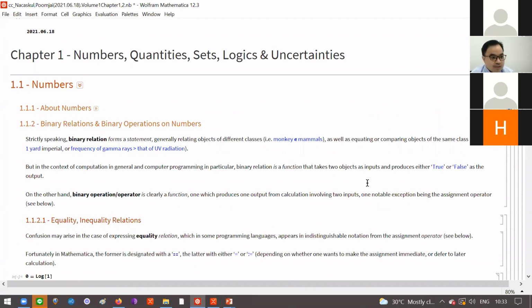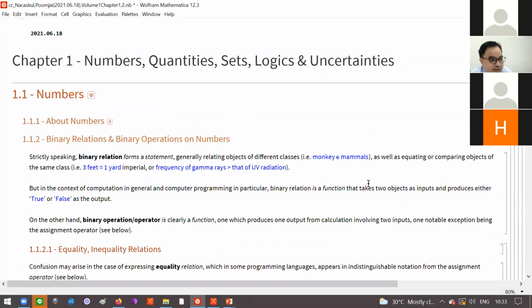Now, let's talk about binary relations and binary operations. Bi means two. So binary means two-part. Relation, what's a relation? Relation means you take two things, obviously in this case because it's binary, and you form some kind of statement. That's a relationship, and that relationship is what you know about it.